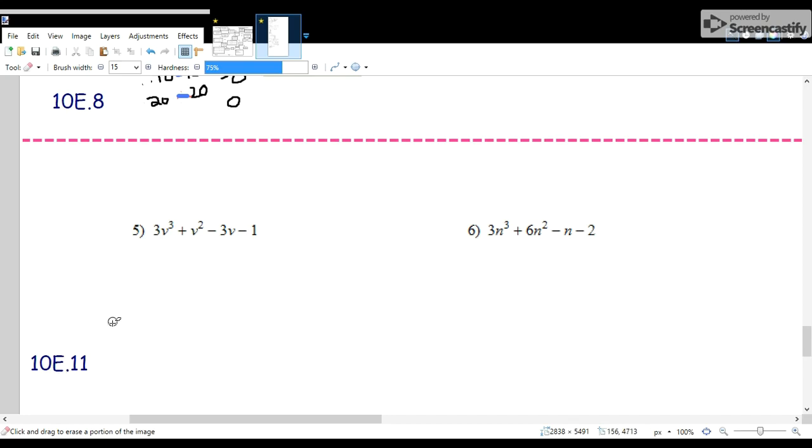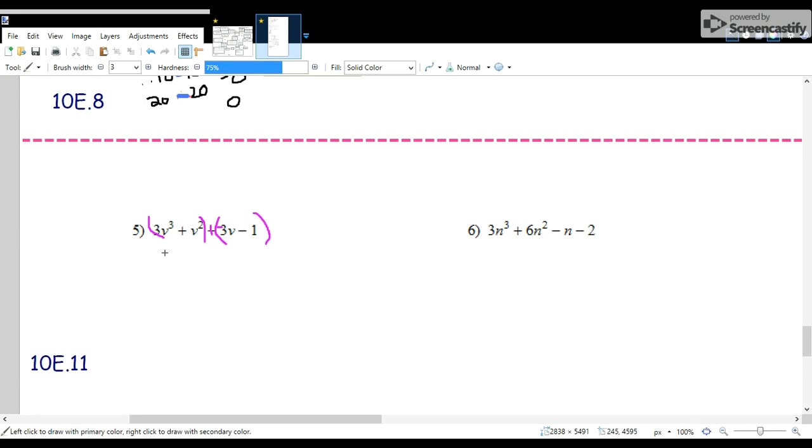So let's look at page 11, number 5 and 6. Basically what you do is you separate it into 4 terms. They're already like that for you here. So we have 3v to the third plus v squared minus v minus 1. Now what you want to do here is put parentheses around the first 2 terms, change this to a plus, put a minus right there, and put parentheses around these.